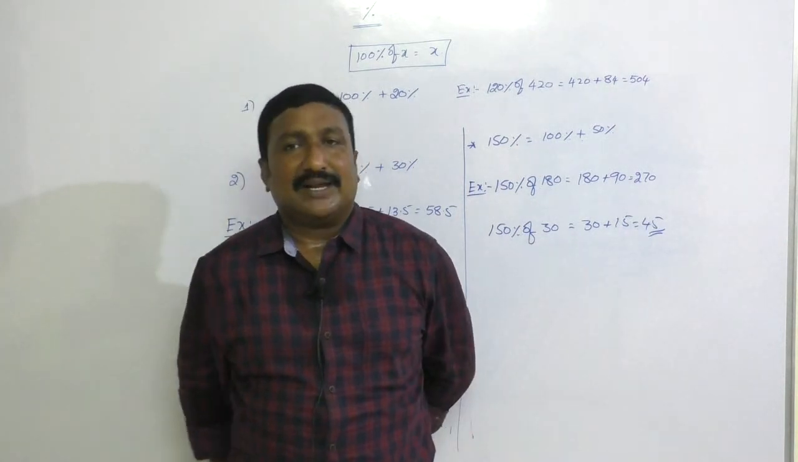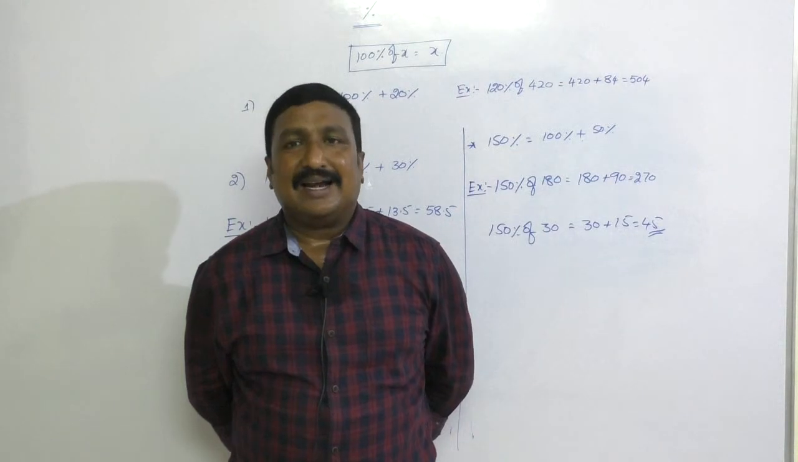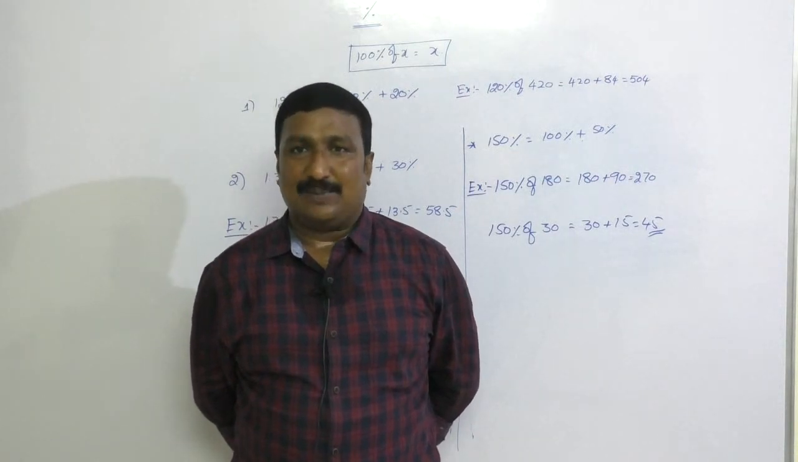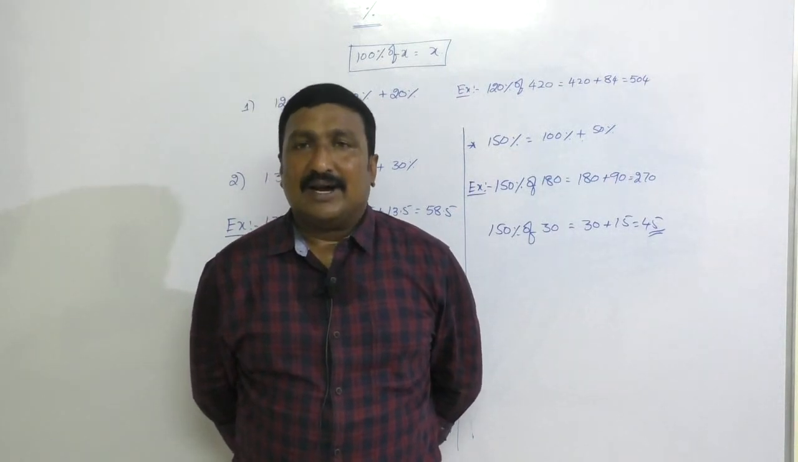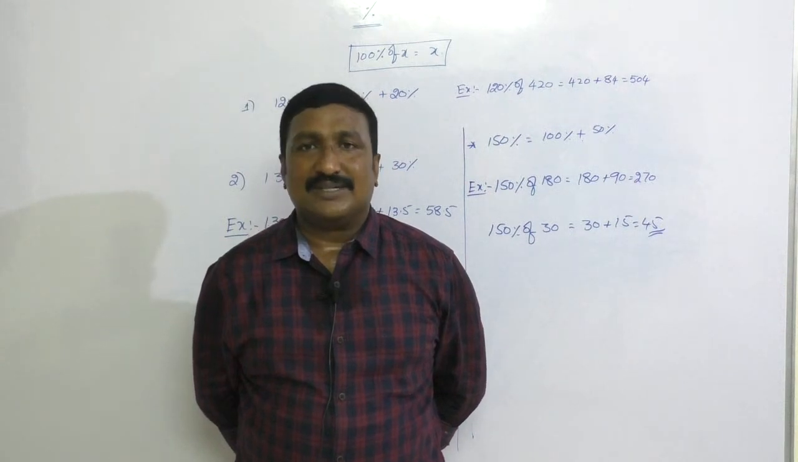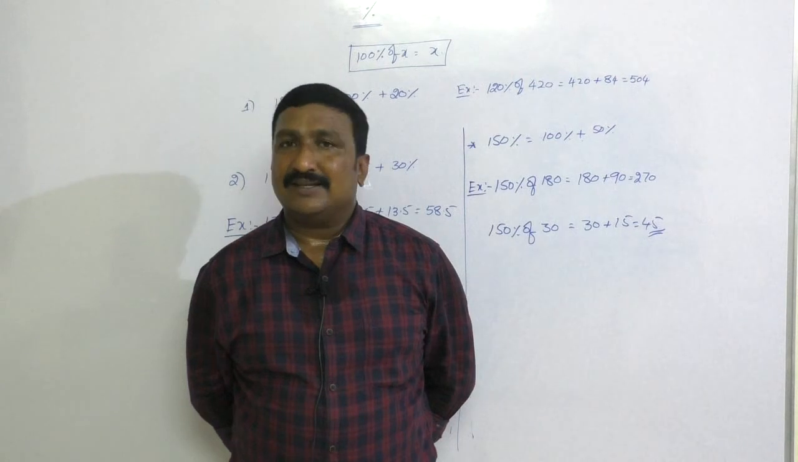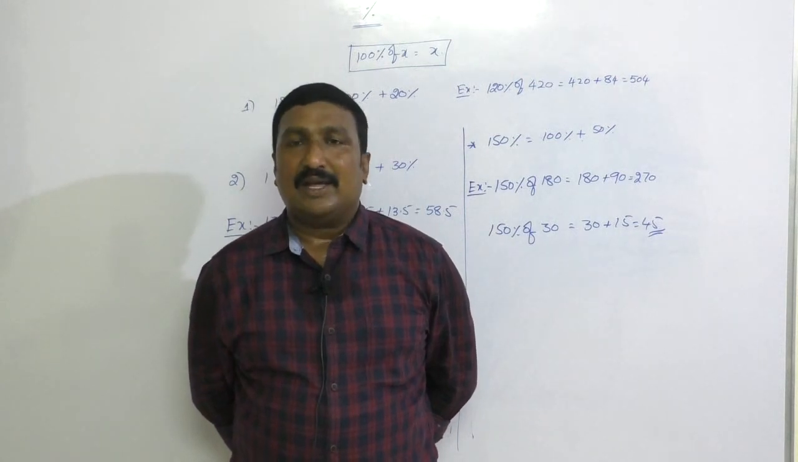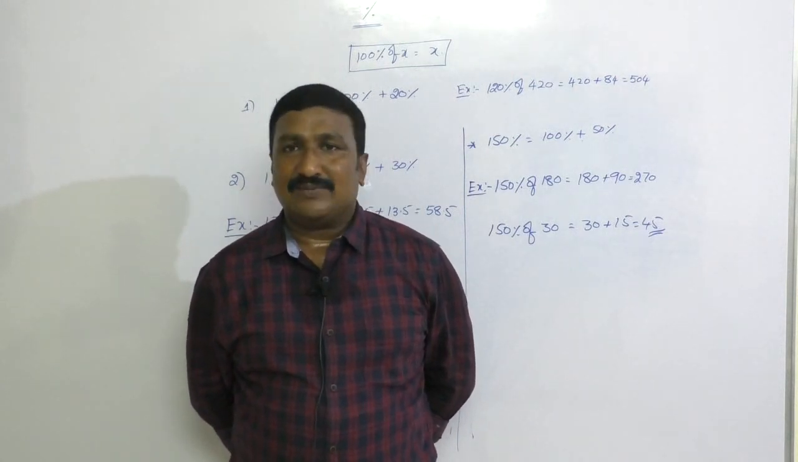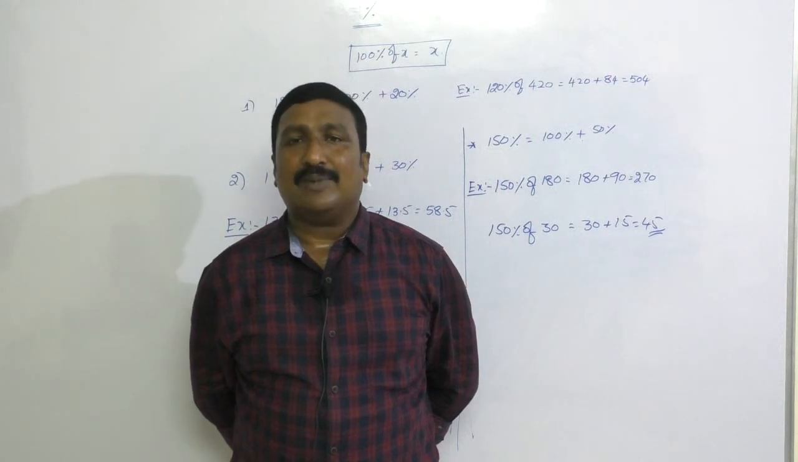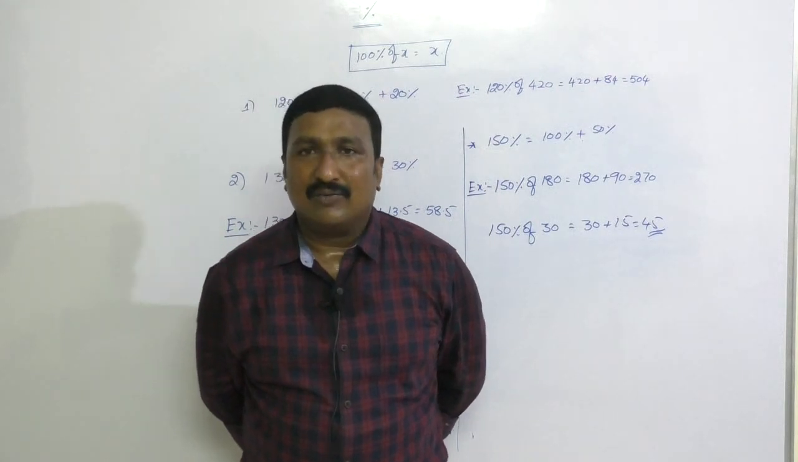Similarly, if I want to calculate 160%, it is 100% plus 60%, or 100% plus 50% plus 10%. 170% is 100 plus 50 plus 20. 180% is 100 plus 50 plus 30, or we can multiply directly. Okay friends, right.